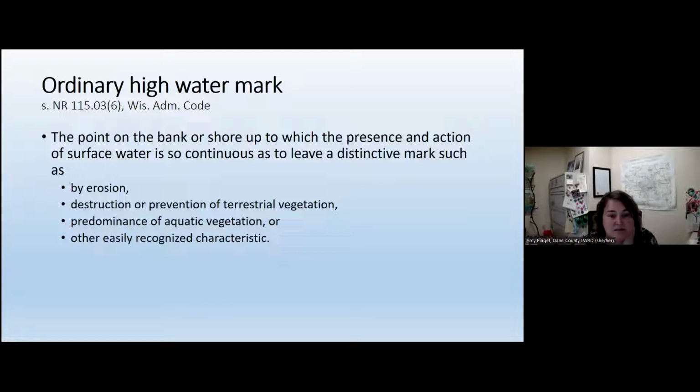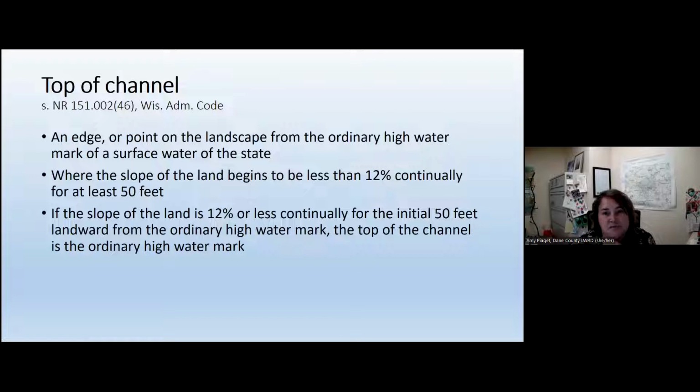It could be there's no vegetation, or there is vegetation or something else that makes it recognizable. Possibly, you know, riprap or rock or something of that nature. And that comes into play when we're talking about the top of channel. And the top of channel, again, falls within that tillage setback standard. And so that standard would apply at the top of the channel, which could be the ordinary high water mark.